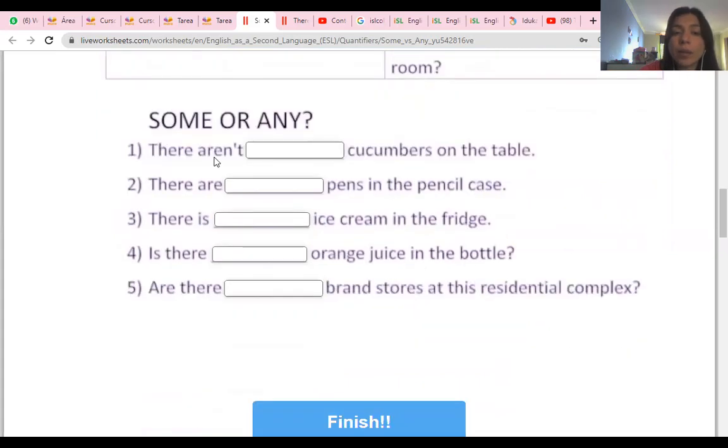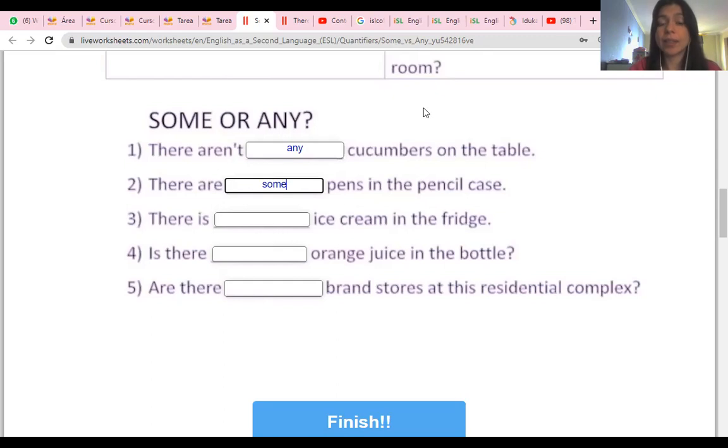In this part, you have to complete with some or any. For example, there aren't. What would you use in here? Which word would you use in here? Some or any. There aren't some cucumbers on the table, or there aren't any cucumbers on the table. The correct form is any. There aren't any because we use any for negative sentences. There are some pens. Hay algunos esferos in the pencil case, en la cartuchera.